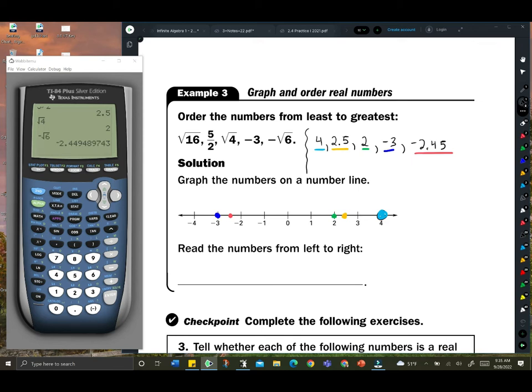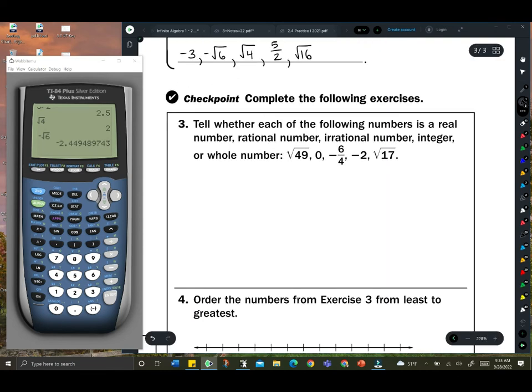Reading these numbers from left to right. So negative 3 is the least. Negative 2.45, which was really negative square root of 6. Then we had square root of 4, which was 2. Then we had 5 halves. And then we had square root of 16. So that is their order from left to right.